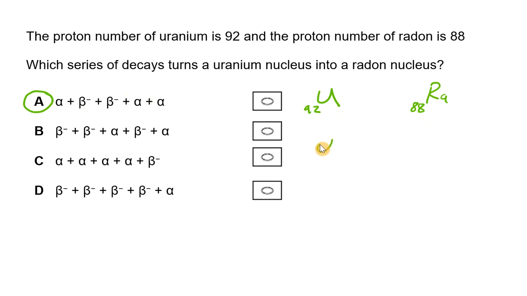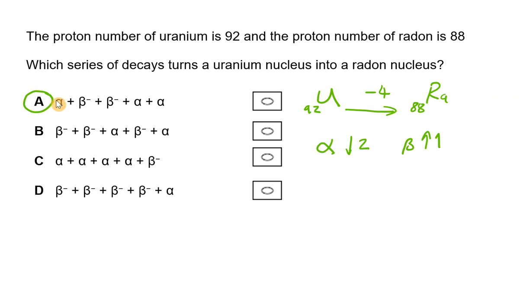Well, every time an alpha decay occurs, 2 protons and 2 neutrons leave the nucleus, so that will reduce the proton number by 2. And every time beta minus decay occurs, a neutron turns into a proton, and that will increase the proton number by 1. So all we need to do is just see which of these numbers of alpha and beta decays will give us a change of -4, from 92 to 88.